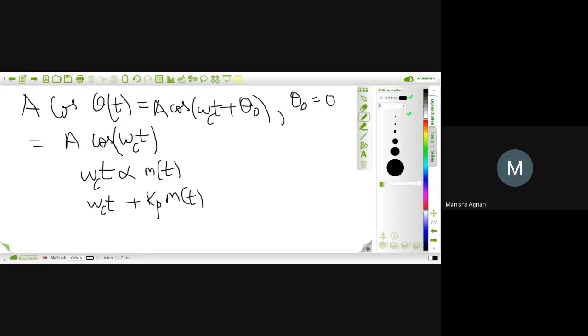Now, if I want to write the equation of phase modulation, again I will be using the same concept. It will be A cos of the angle. What is my angle in this case? It is omega c t plus kp m of t. So this becomes my equation of phase modulation. These two are very important equations for phase as well as frequency modulation.